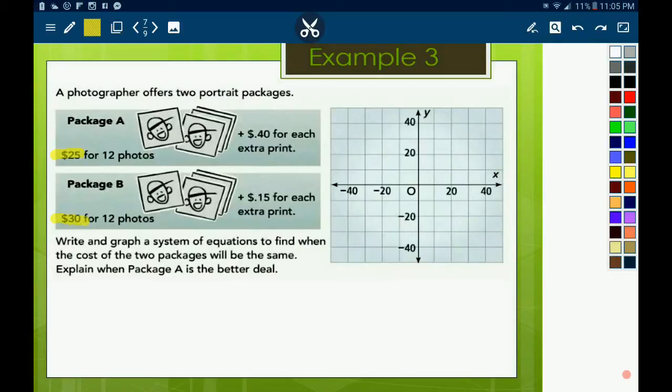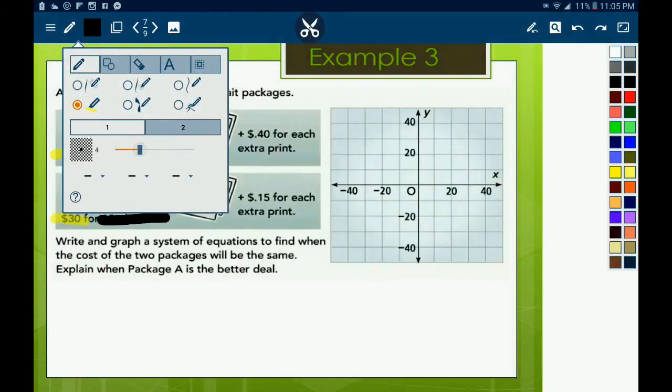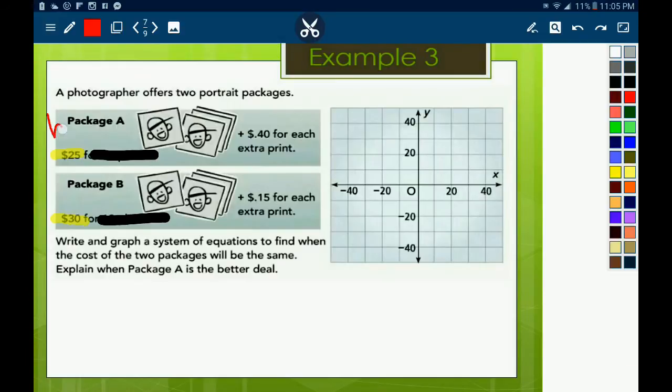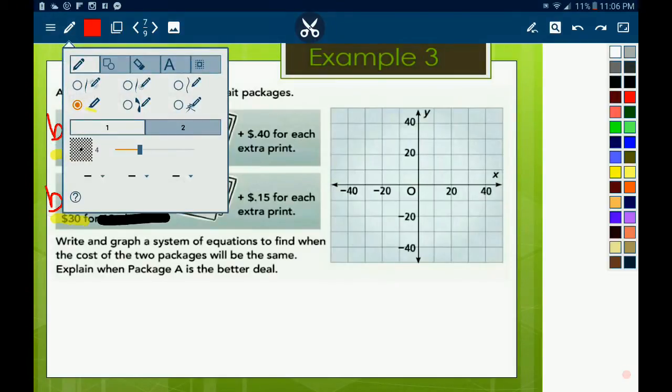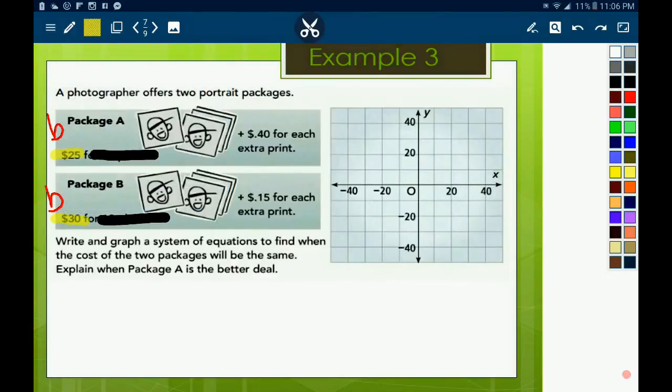So those are actually initial values since it has the same amount of photos for each. You don't even have to regard the 12 photos. Those are standard. Those are given as the one-time fee, the actual package. So I'm going to also label the 25 and the 30 B because it's an initial value. It's what you start off paying. Then the other values are going to be the slope. I see 40 cents and 15 cents.